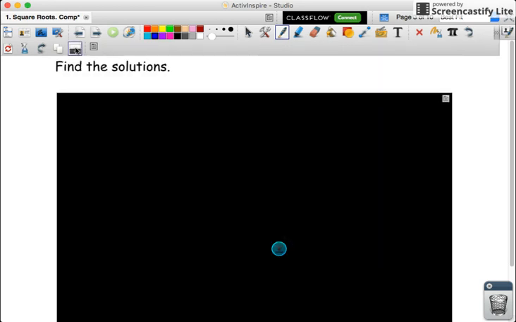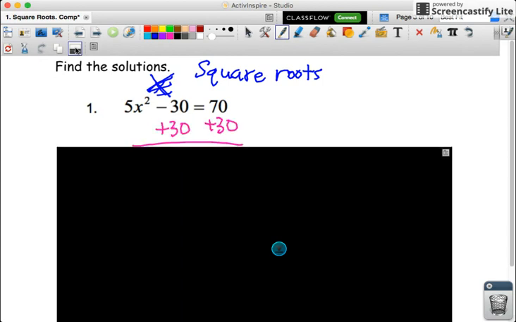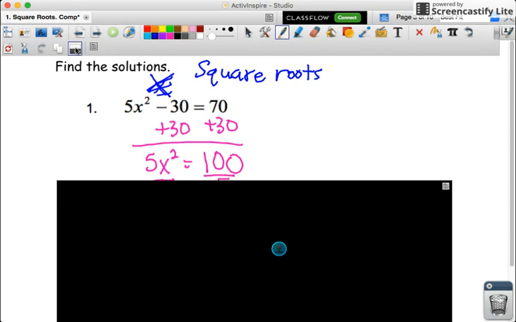So if I start with this, 5x squared minus 30 is equal to 70. I'm going to notice right off the bat I don't have just an x by itself. So when that happens, I can use the square root. Now, you don't have to, but it's usually helpful. So in this situation, what I would first do is add 30 to both sides to get that x by itself, so I'm isolating it.